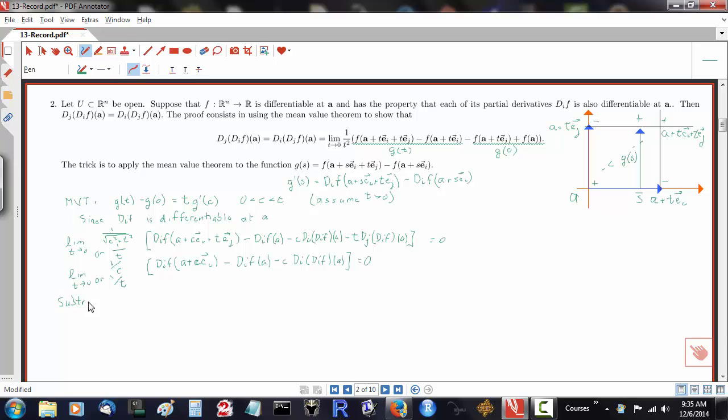Now I'm going to subtract those two results. When I subtract, I have the limit as t approaches 0 of 1 over t. Those two terms cancel out. Those two terms cancel out. So I have the ith partial derivative evaluated at a plus c e sub i plus t e sub j minus that same ith partial derivative evaluated at a plus c times e sub i. And I still have to subtract off t times the partial derivative with respect to the jth variable of d sub i f, again evaluated at a. Let's make that look a little bit clearer. And that gives me 0.